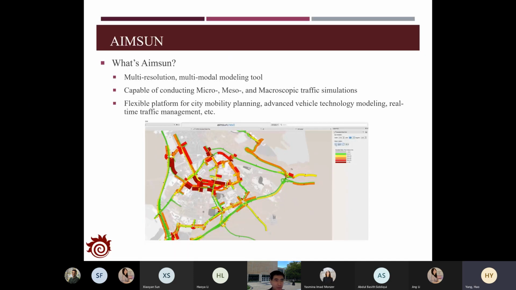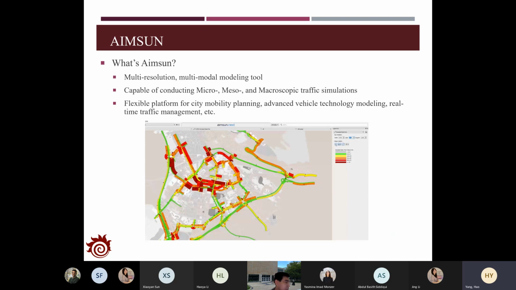So first of all, Amazon, from their website, defines itself as a multi-resolution, multi-model modeling tool. It's designed for traffic simulations to simulate how vehicles move on the road, and it's capable of conducting simulations at all three levels: the microscopic, the mesoscopic, and the macroscopic.